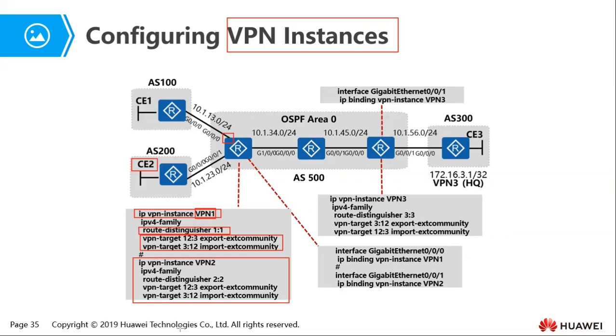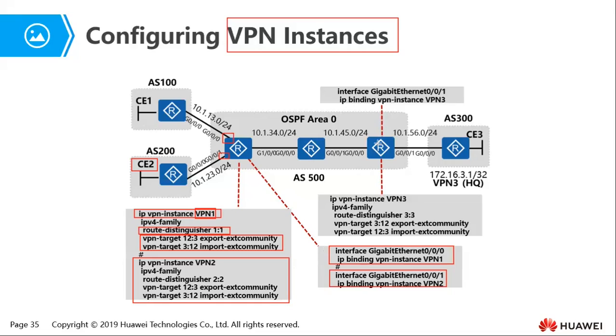Now, after creating the VPN instance, you have to bind the particular instance to the interface that is connecting that CE. So you go to interface gigabit Ethernet 0/0/0. Then you do ip binding vpn-instance VPN1. So we are binding this interface to VPN1 and binding the other interface here, G0/0/1, to VPN2. So that is it about PE1.